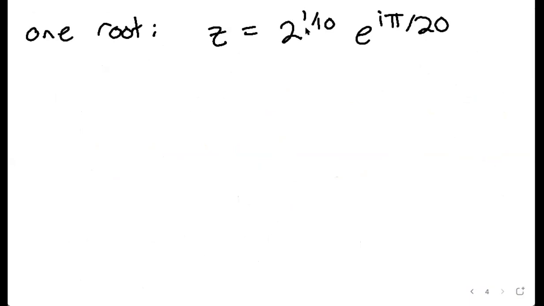Okay, so this is the first step. We found one root here, one of the solutions. At this point, we found one solution to z to the 5th is equal to 1 plus i.